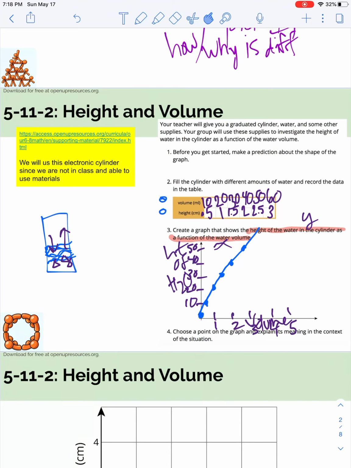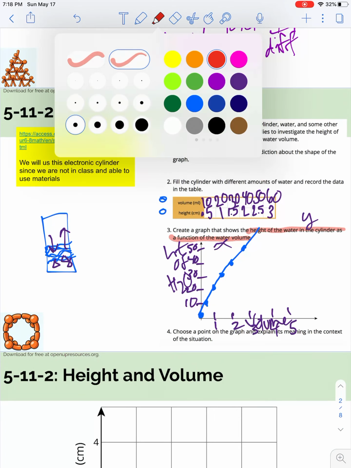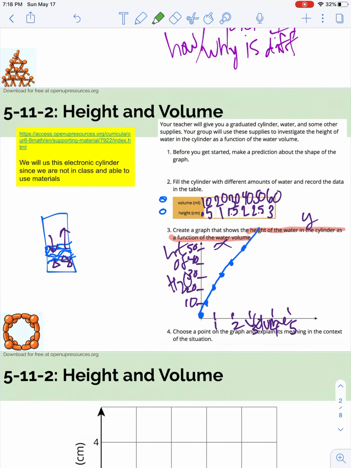Choose a point on the graph and explain its meaning in the context. Number 4 is kind of silly. We already talked about this. But if I picked, I don't know, this point, that point is 2, 40. You would just say, at 40 centimeters of water, volume is 2.5, or sorry, 2.